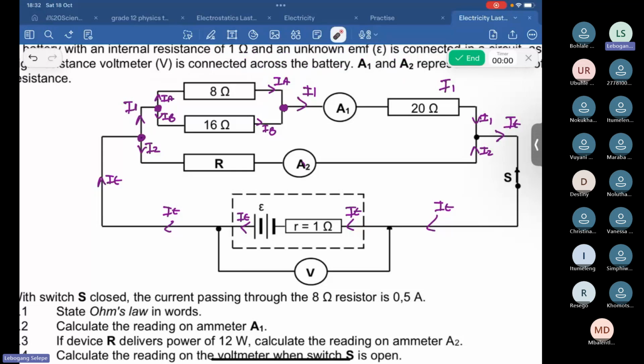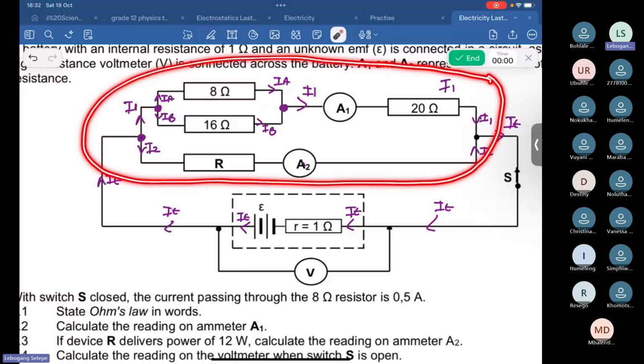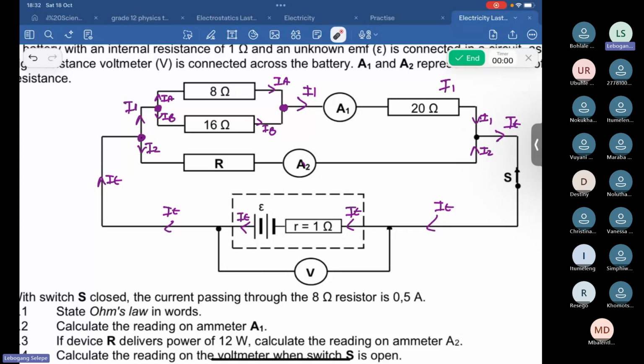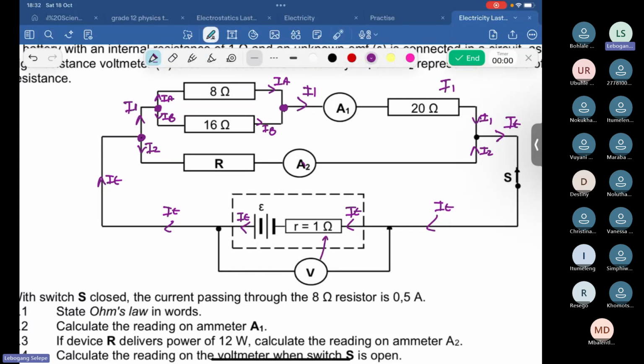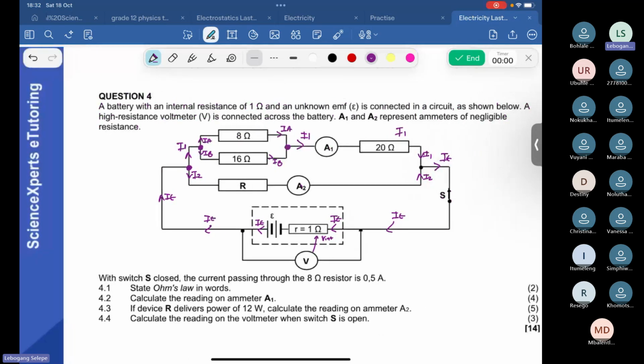So this was a nice question. Everything here is our external circuit. It's in series with the internal circuit. In terms of the voltage, some of the EMF would go here, we call it V internal, and some of the EMF would go to the external circuit, and we call it V external. So let's see how we would answer this question.